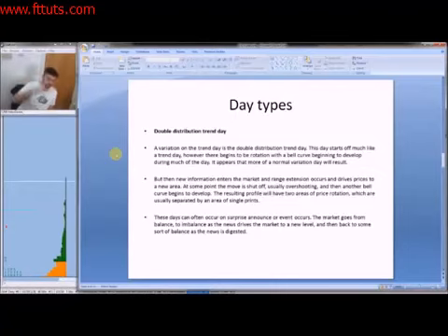A double distribution trend day is slightly different. A double distribution trend day is often inactive to start with and looks as if we are in a balanced day.